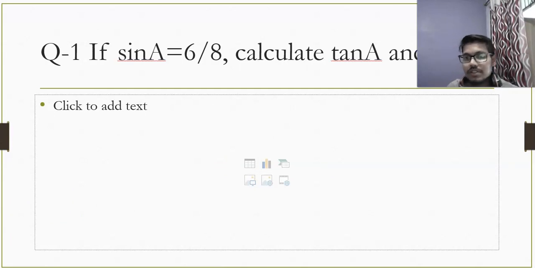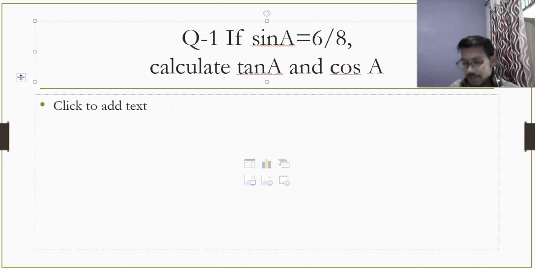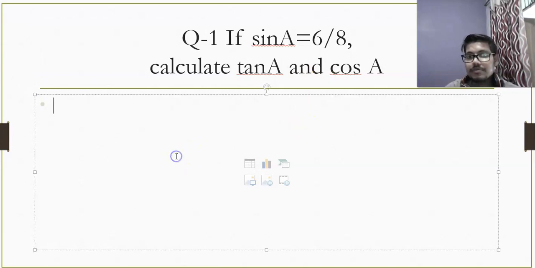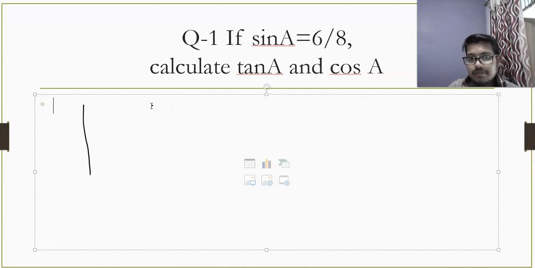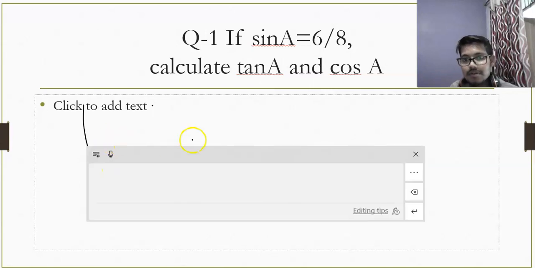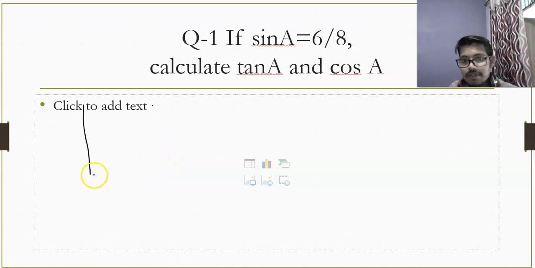Now we will solve a question. The question is, if sin A equals 6 upon 8, calculate tan A upon cos A. In this type of question, first of all, we have to draw a triangle. First of all, we will draw a triangle here.